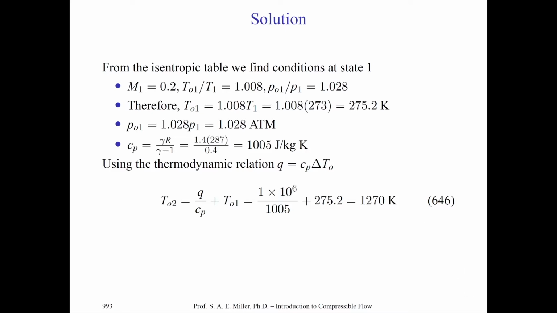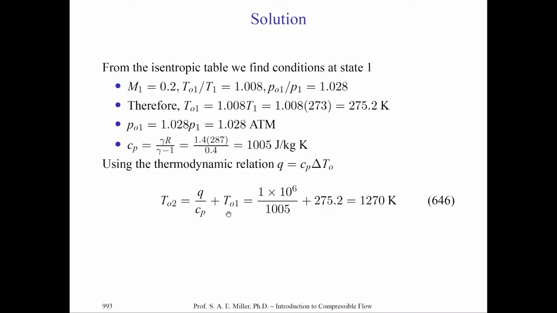Now we can use the thermodynamic first law to march downstream. We know the heat transfer, which is q. We know cp, and we know that from state 1 to 2, we have a delta T0 according to the first law, which we talked about a few classes ago, and you should know by heart from thermodynamic theory. So we know q, and we know T01 from this calculation, 275.2, and therefore we can solve for T02.